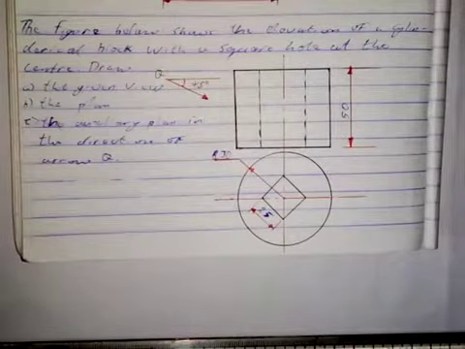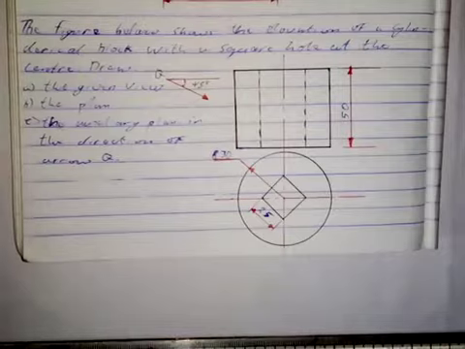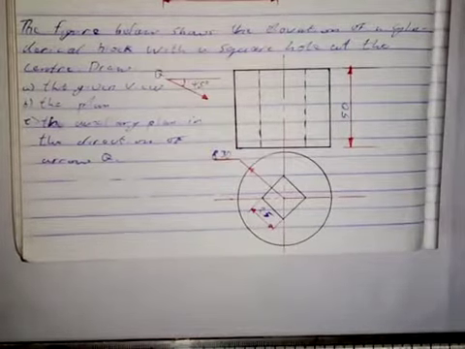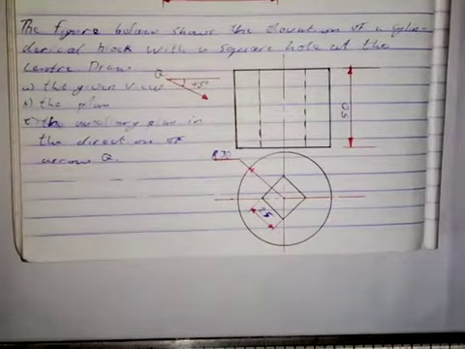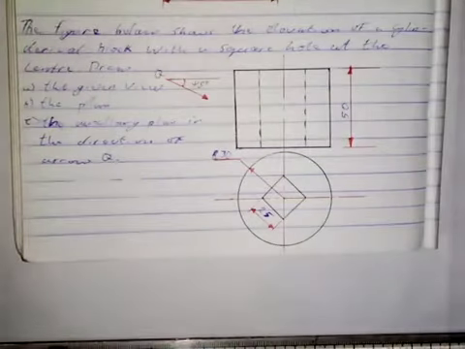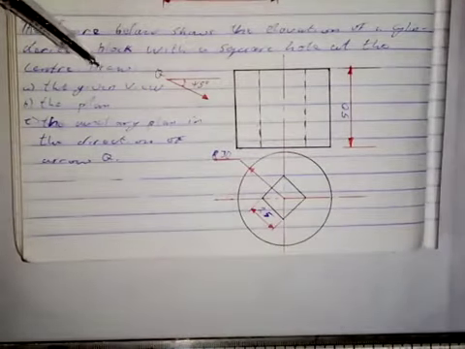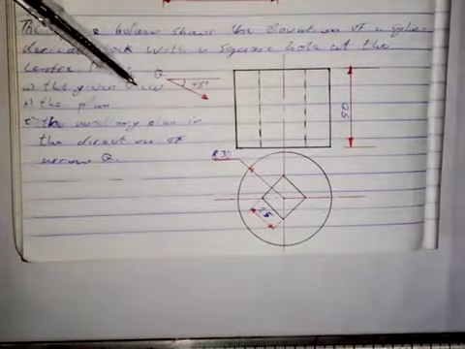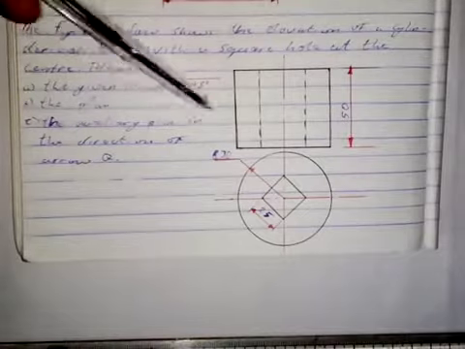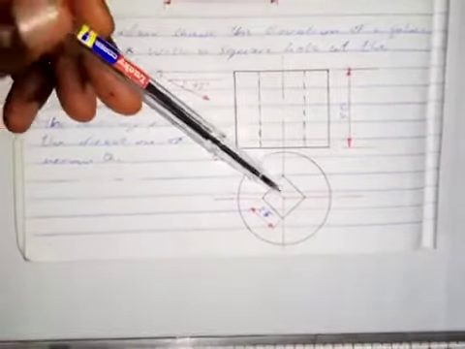And right now, I'm going to show you how you can solve this particular problem. I'm going to read the question so that we know what I want to do with this diagram. The figure below shows the elevation of a cylindrical block with a square hole at the center. Draw the given view, the plan, the auxiliary plan in the direction of arrow Q. So we also have the plan drawn, not only the elevation. This is the elevation and this is the plan.